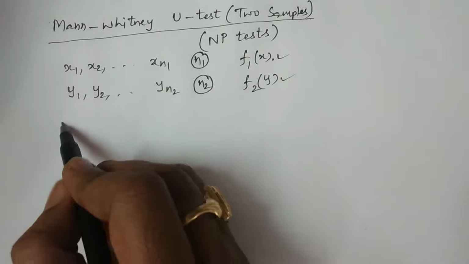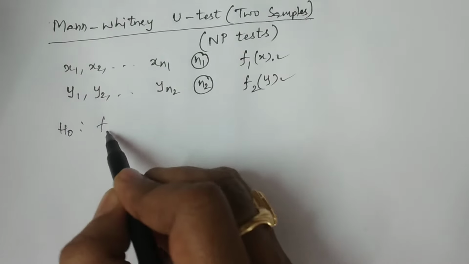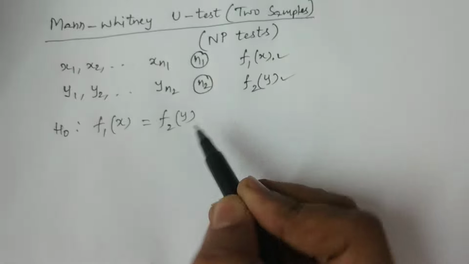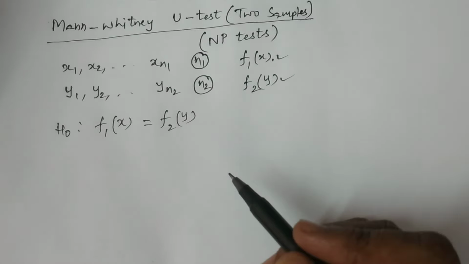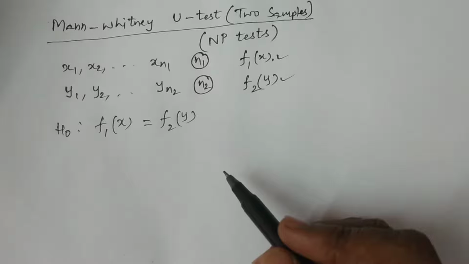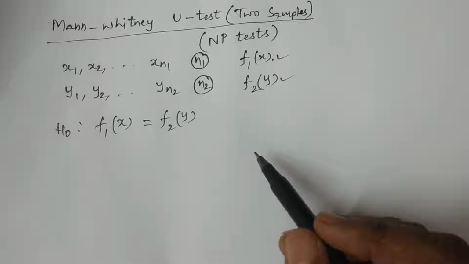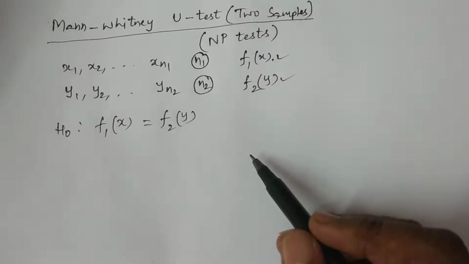Then the null hypothesis is f1(x) is equal to f2(y). This is the null hypothesis, that the two independent samples are drawn from the same distribution, that is, the same particular function. The functions are equal. Two independent random samples are drawn from the same distribution.